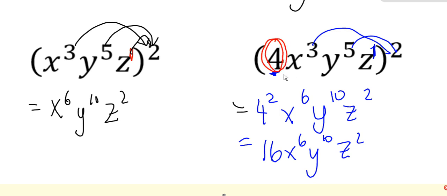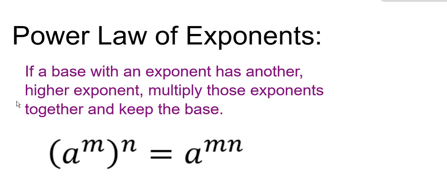It's not an exponent. So here's what that law looks like that we just looked at, the power law, that says if you have an exponent that has a higher exponent, then you multiply those two together.